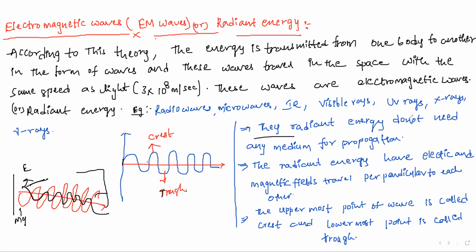The radiant energy do not need any medium for the propagation. The radiant energy have the electric and magnetic field travel perpendicular to each other. And the uppermost point of the wave is called crest. And lowermost point of the wave is called trough. Okay, crest and trough. Now the energy is transmitted from one body to another body in the form of waves, and these waves travel in the space with the same speed as light. These waves are called electromagnetic waves or radiant energy. Is it clear, everyone?